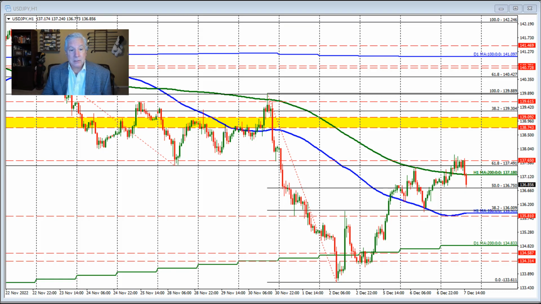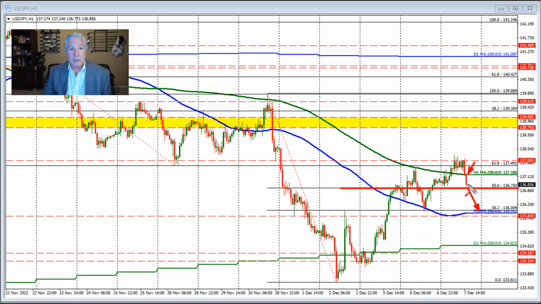But on the downside, as you can see, we're testing the 50% retracement of the last move to the downside. That's last week's trading range. That comes in at 136.75. And in the Asian session, the market did find support against that level before pushing to the higher upside. So we need to get below the 50% retracement if this momentum is going to continue, and then we'll look toward the 38.2, broken 38.2, and the 100-hour moving average on the downside.